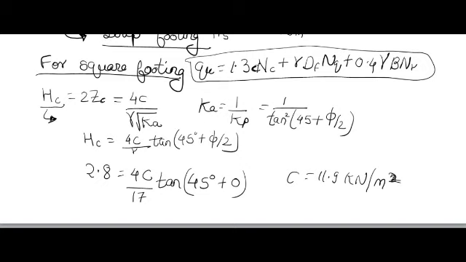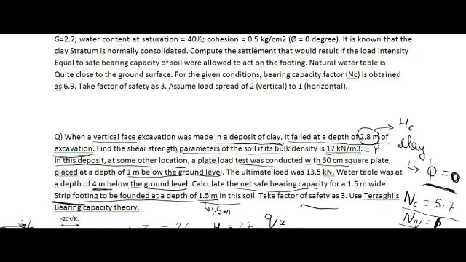Now from here we found the coefficient value. So can we consider this as the coefficient value? Yeah, you can consider, but in the problem there is some more data given: a plate load test was conducted with a 30 centimeter square plate placed at a depth of 1 meter below ground level. So why have they given this data if the coefficient can be found directly using the value given up to this point?